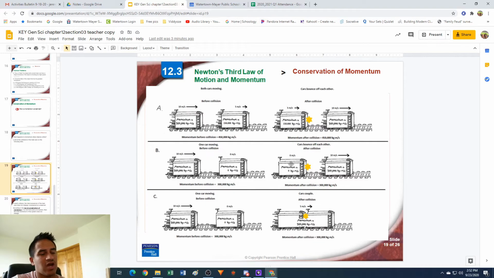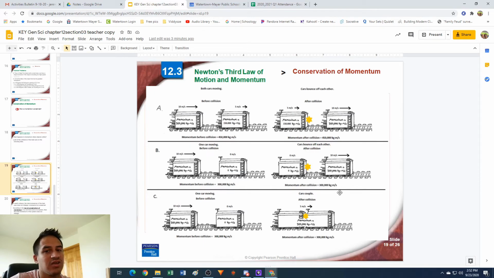And the first cart now comes to a dead stop. So we can see that all of the momentum that the first cart had gets transferred to the second cart. Now the second cart has all the momentum and the first cart has none. But the total amount of momentum before the collision was 300,000, and after the collision, it's still 300,000.